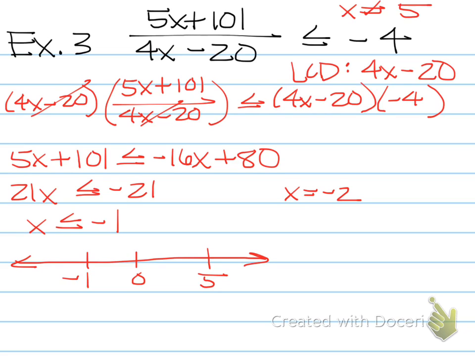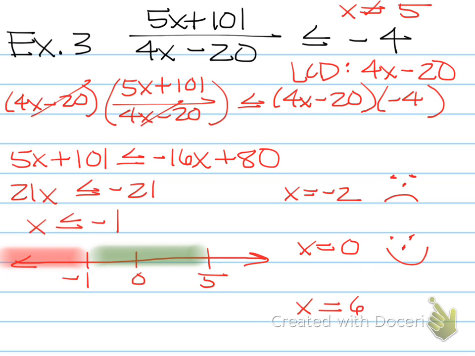Negative 2 is less than negative 1. When we plug in that value, we do not get a true sentence. So that interval does not contain our solution values. 0 is between negative 1 and 5. When we plug that in, we do get a solution. We do get a true sentence. So that interval does contain the solution values. And then when we plug in a value that's greater than 5, like 6, we do not get a true sentence. So that interval also does not contain any of the solution values.